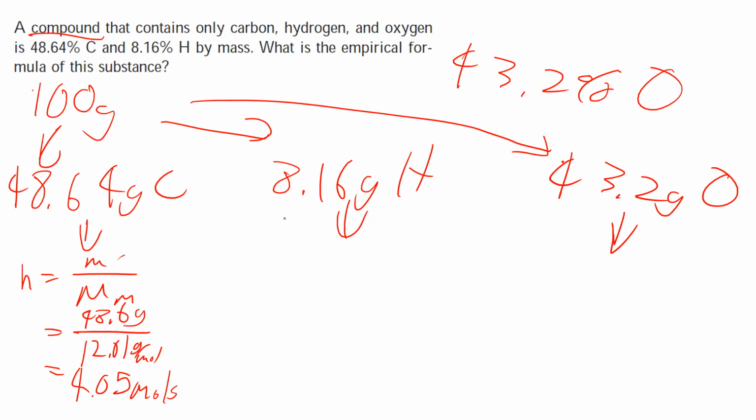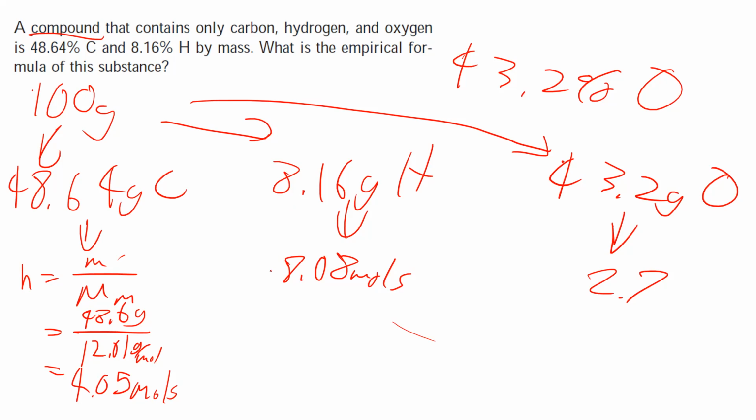Same thing with hydrogen. You do this and you get a value of, let's see, 8.16 grams divided by 1.01, which is the molar mass of hydrogen, and you get 8.08 moles. And you do the same with oxygen: 43.2, so how much mass of oxygen in 100 grams of this mysterious compound, divided by the molar mass of oxygen, which is 16, you get 2.7.